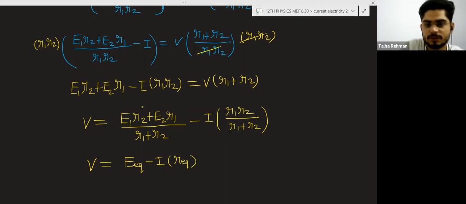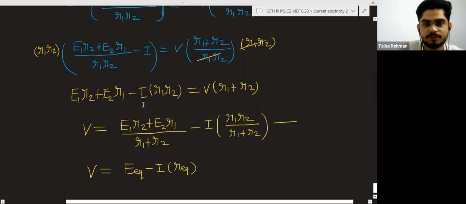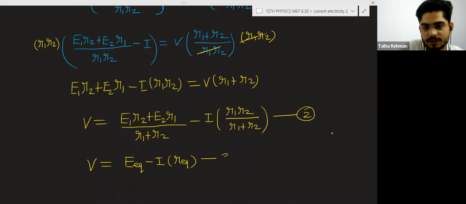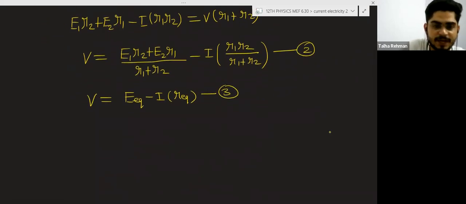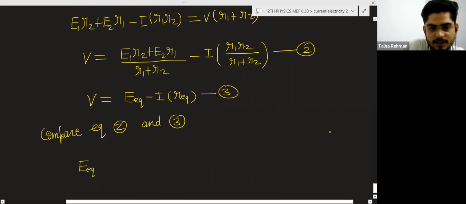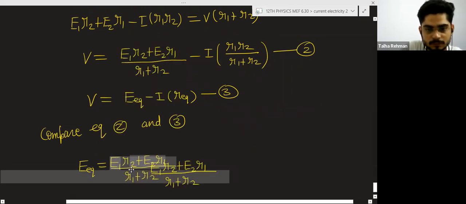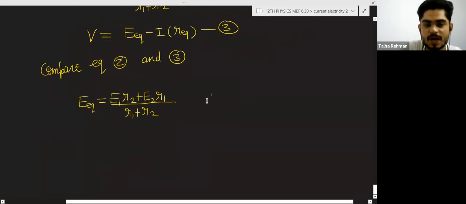R equivalent. So suppose this is equation second, this is equation third. When you compare equation second and third, you will get your answer E equivalent. This is the value of E equivalent you will get, and for R equivalent you will get this.